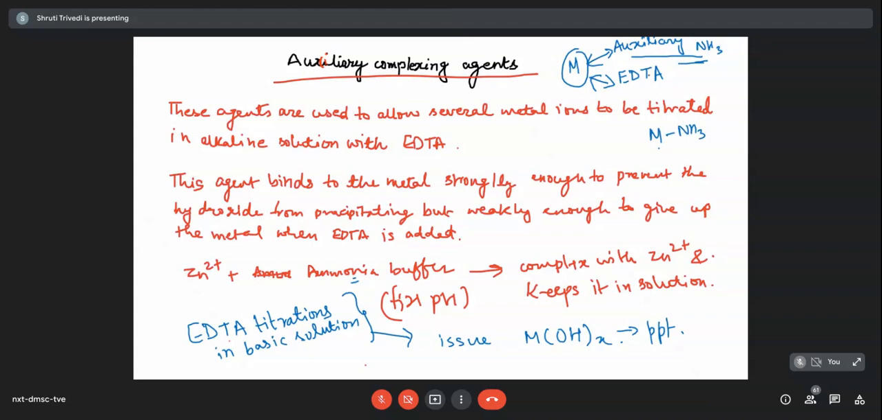And then when you add EDTA, this EDTA should kick off the ammonia from here and form the metal EDTA complex. And this is only possible when the formation constant of metal EDTA is higher in comparison to the metal ammonia complex. Did you get my point?